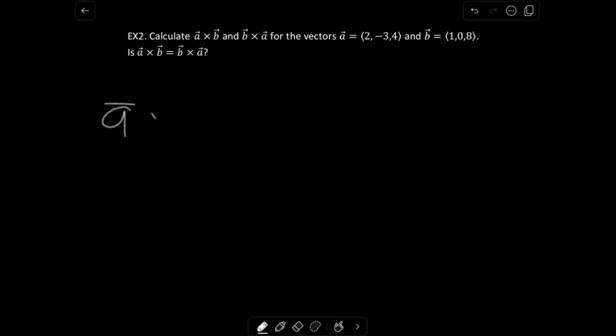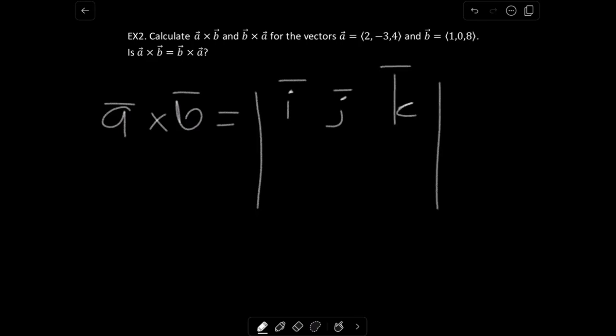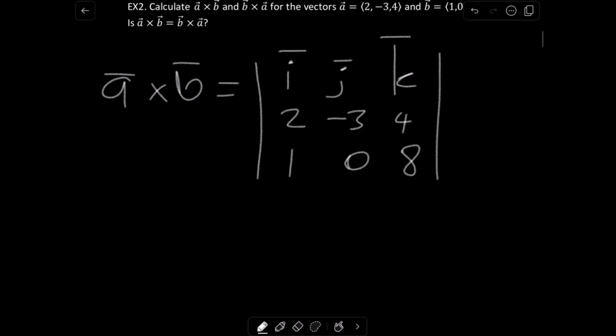All right, let's do this example. So let's work out vector a times vector b. That's equal to the determinant of the 3 by 3 matrix. First row, that's the i, j, and k standard basis vectors. Second row, it's going to be the components of a: 2, minus 3, and 4. Last row, components of b: 1, 0, and 8. All right, let's use cofactor expansion along the first row.